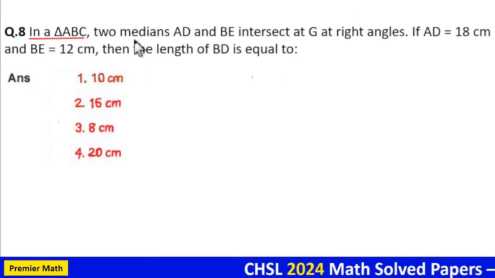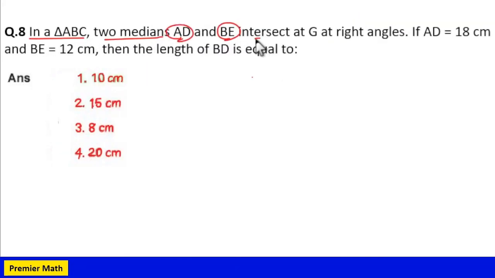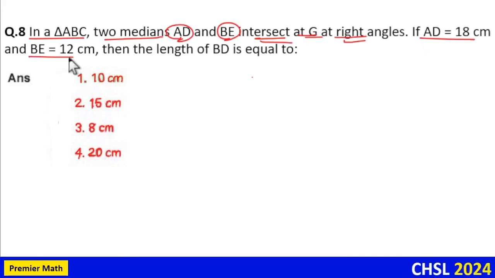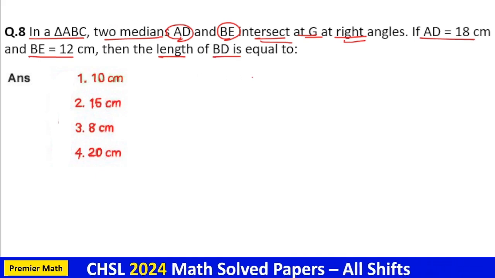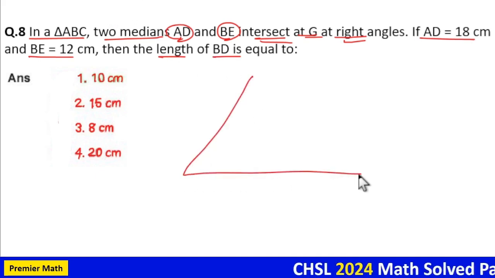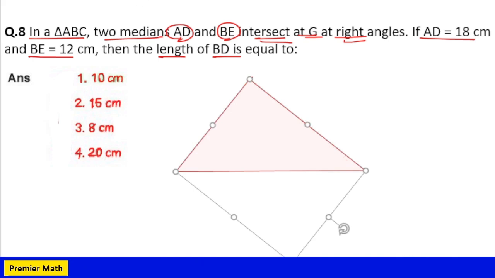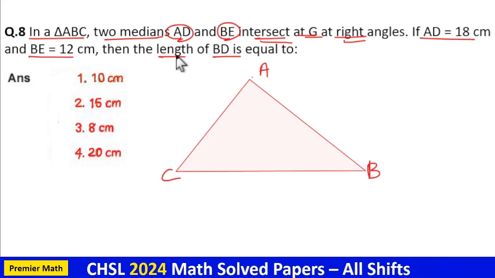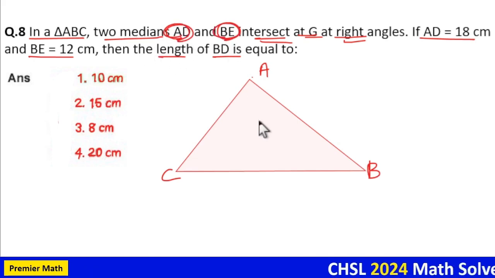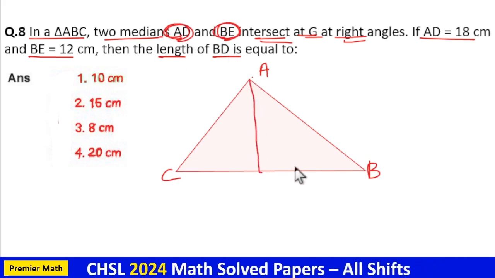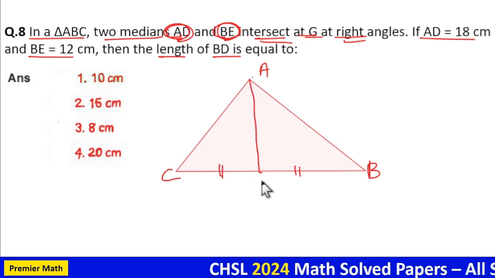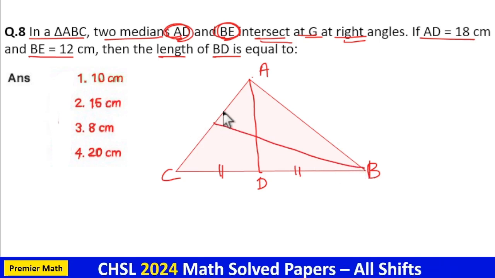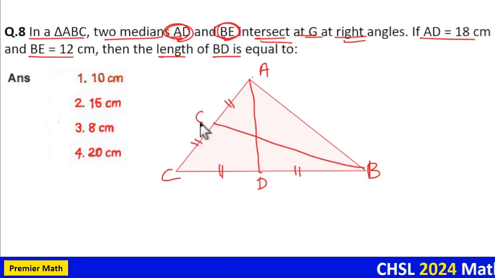In a triangle ABC, two medians AD and BE intersect at G at right angles. If AD is 18 cm, BE is 12 cm, then the length of BD is equal to. Here, this is the triangle ABC. Now, two medians AD and BE. Median always bisects the base. Now these two lengths are equal. This is AD. Same way, BE is another median, which means these two lengths are equal.